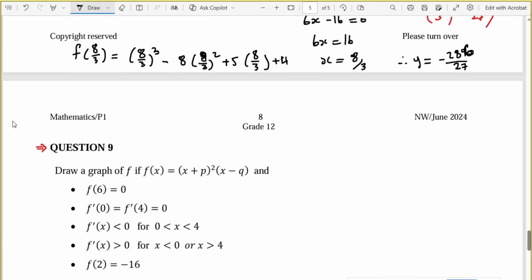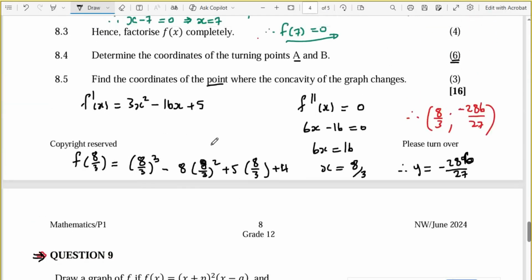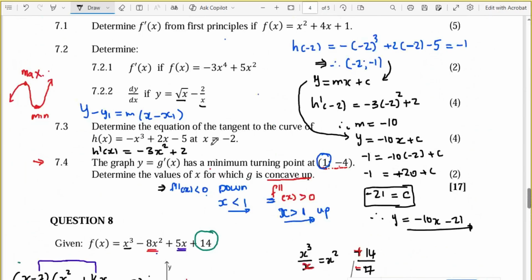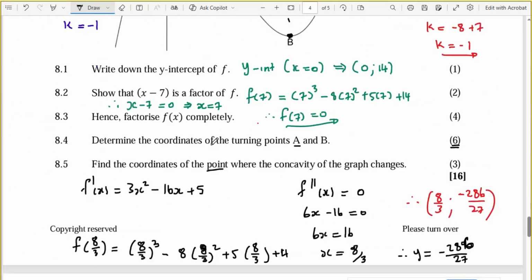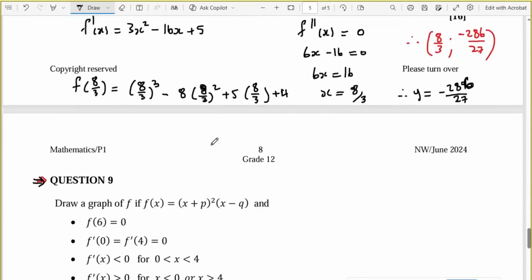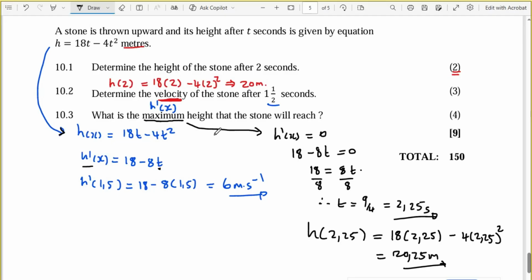Now, I'll explain this question 9. I'll definitely send this to you. But look at this hour. We covered 3 questions: question 7, question 8, and question 10. I think we did a very good revision, right?